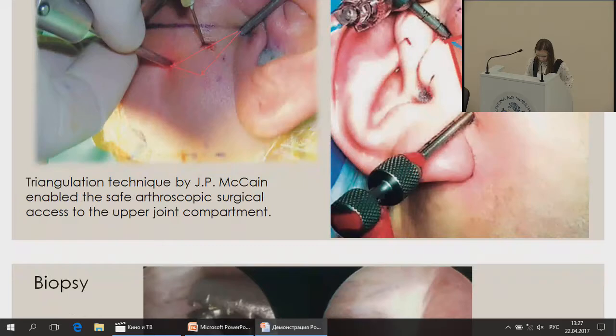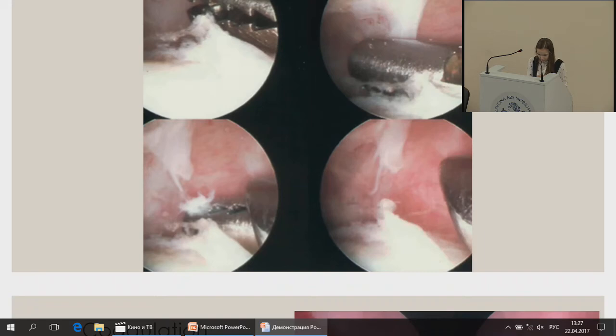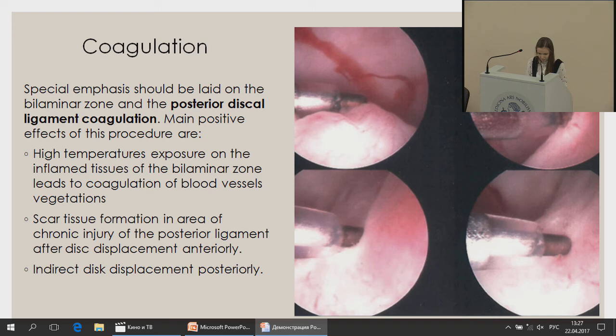Access in that point helps in performing the biopsy by biopsy forceps and also coagulation. And there should be mentioned a posterior discal ligament coagulation because it extends when the disc is moving anteriorly to the condylar head. Some positive effects that can be obtained through this procedure are coagulation of the blood vessels, vegetation in that zone, and through this manipulation can be obtained further the scar tissue formation, and as a result, an indirect disc displacement posteriorly.